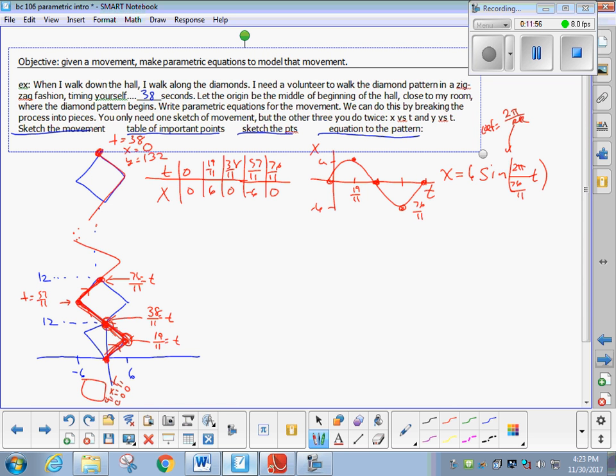I guess a cleaner version would be 6 sine of 11 pi over 38 t. Now do that same process for y. Feel free to pause the video while you try the y, and we'll check your answer. Okay, so here we go.